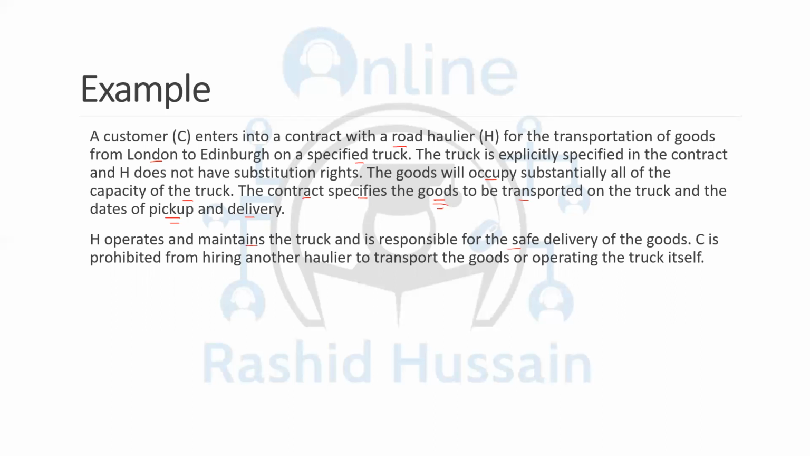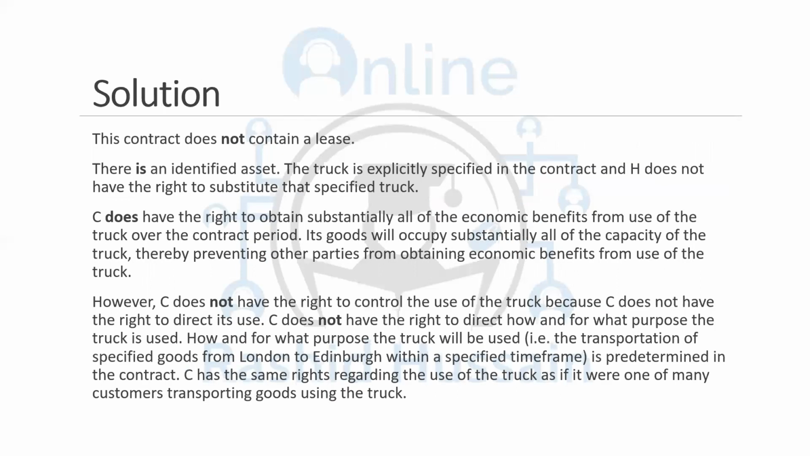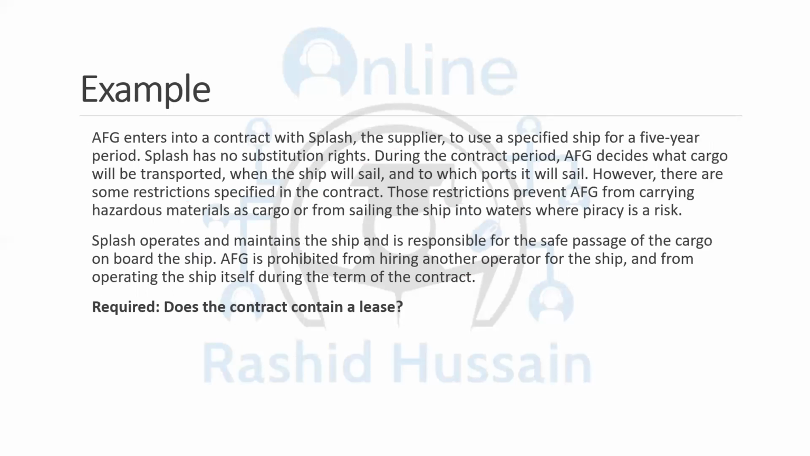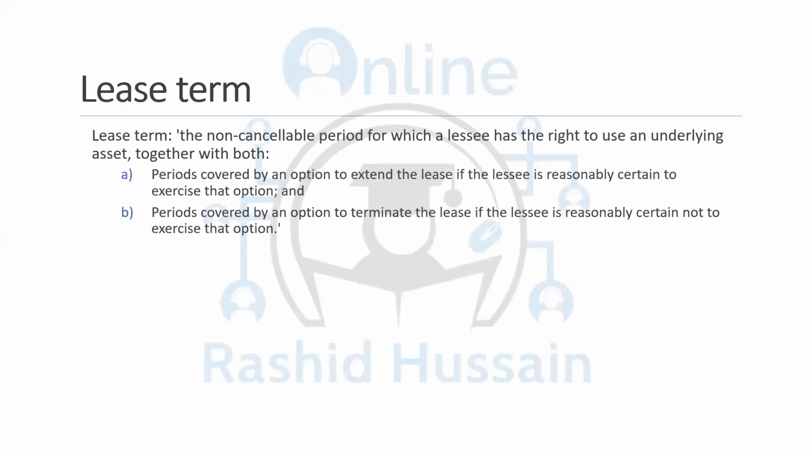So you are actually entering into a contract with them to deliver your goods, and you are not actually leasing a truck. If it was a lease, then there would be an option to use the truck for other goods as well. You could use it at any time, and so on. But here is a contract for service, which should be reported within the statement of profit or loss rather than as an asset within the statement of financial position.